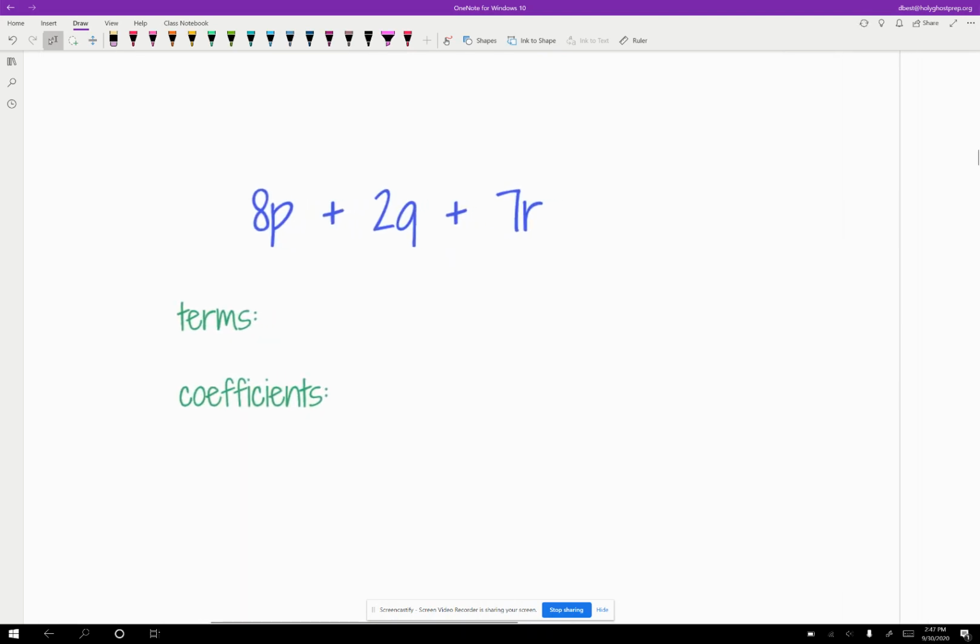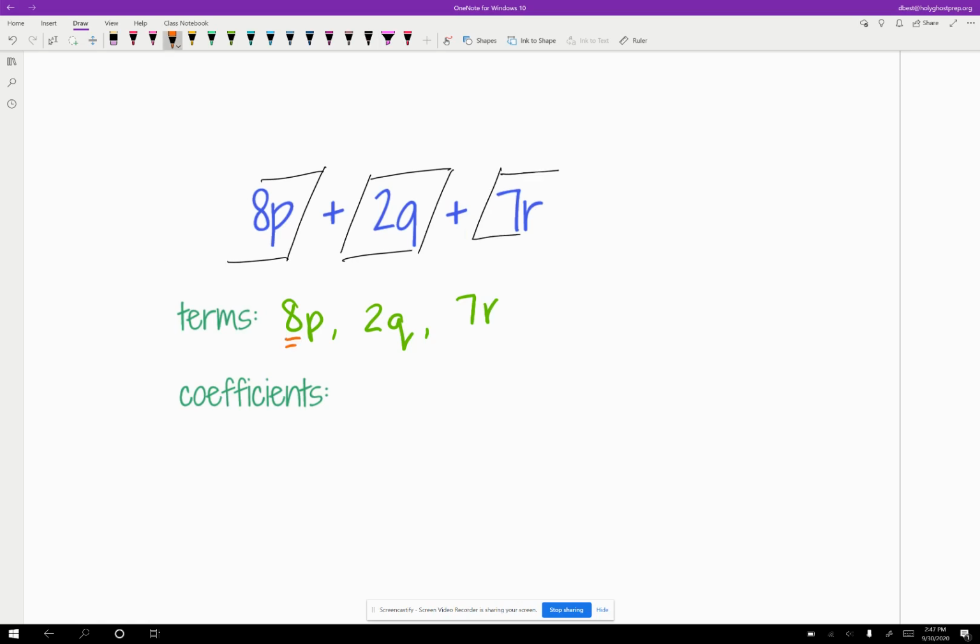So here's our first example. I've got 8p plus 2q plus 7r. All of my terms included are 8p, 2q, and 7r. So remember the terms, and you can kind of split them using the operation. The coefficients are the numbers in front of your variables. So here it would be 8, 2, and 7.